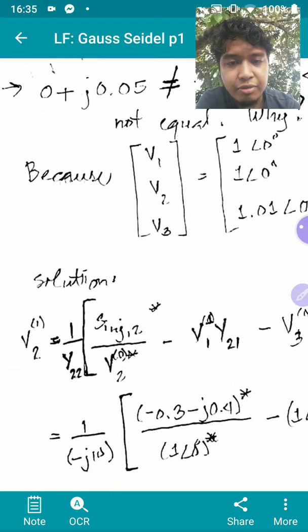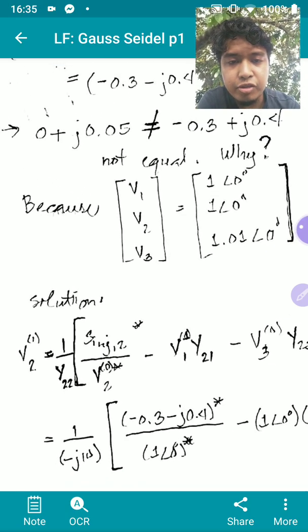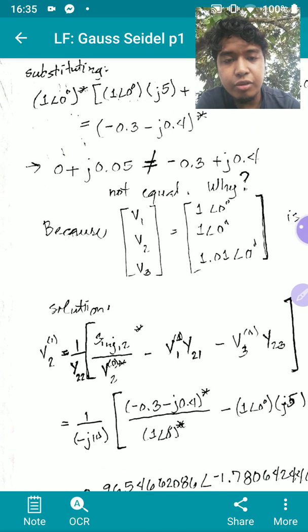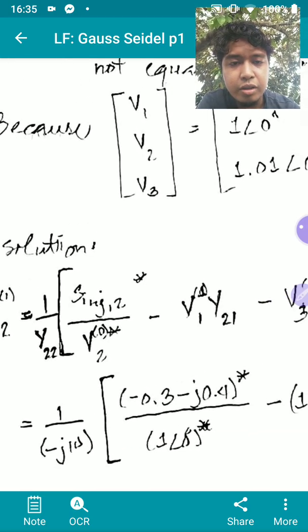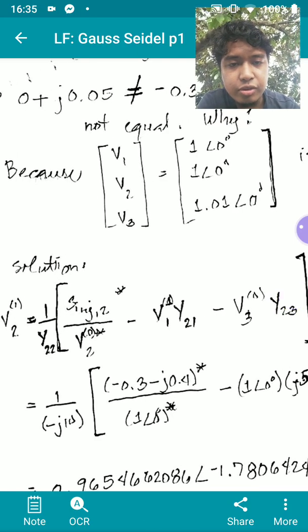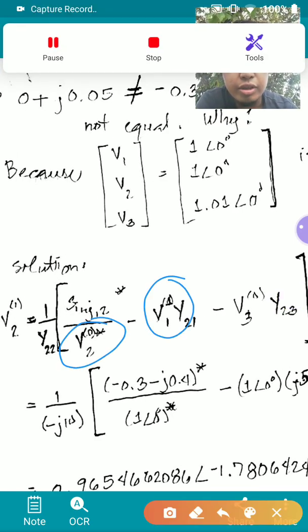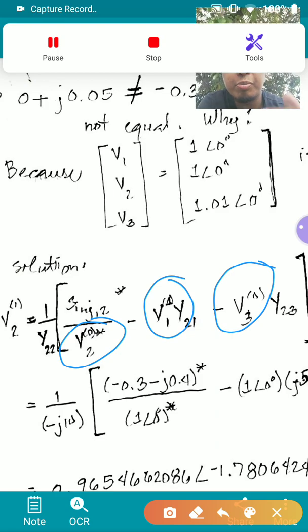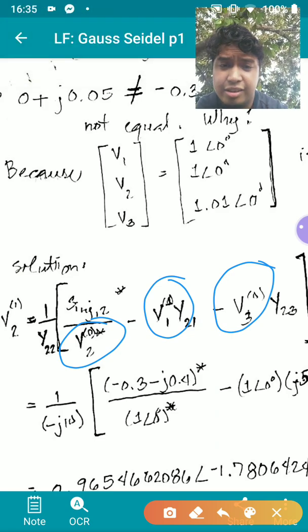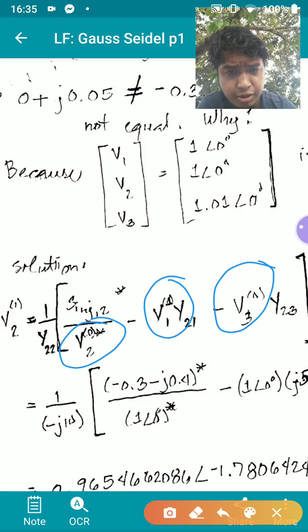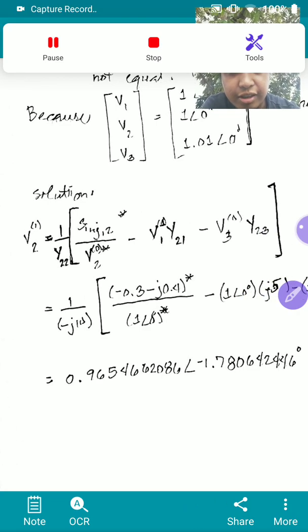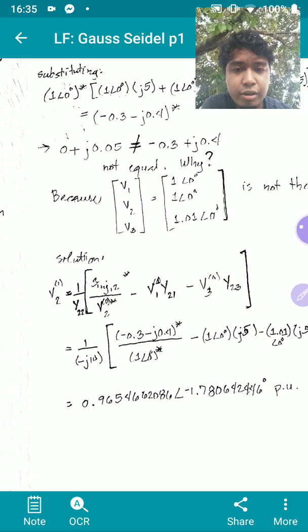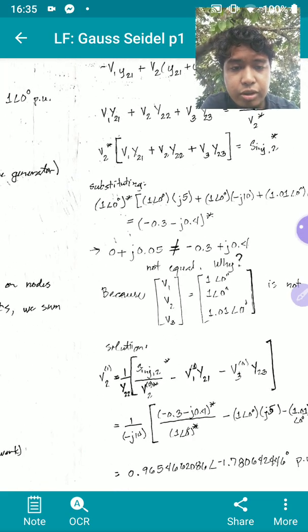So now you have a way to approximate a new value for V2, such that all of these values, V2, V1, and V3, are values from the previous iteration, which in this case is iteration 0. If you substitute those values, you get a new value for V2, that is 0.96 angle negative 1.78 degrees. So this is now the new value of V2.